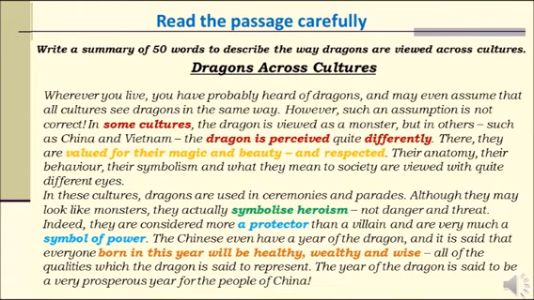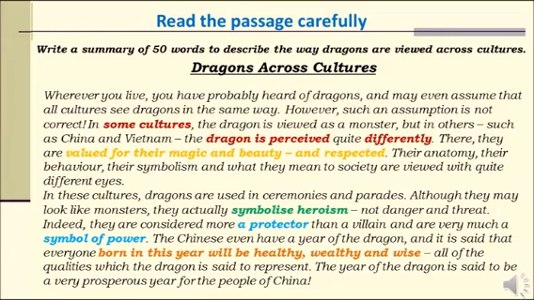Till now we found out 4 points. Can you find out any more? Is there any more point in the last paragraph? Well, I think so. Yes, we have one more point. See the sentence over there. The Chinese even have a year of the dragon, and it is said that everyone born in this year will be healthy, wealthy, and wise.